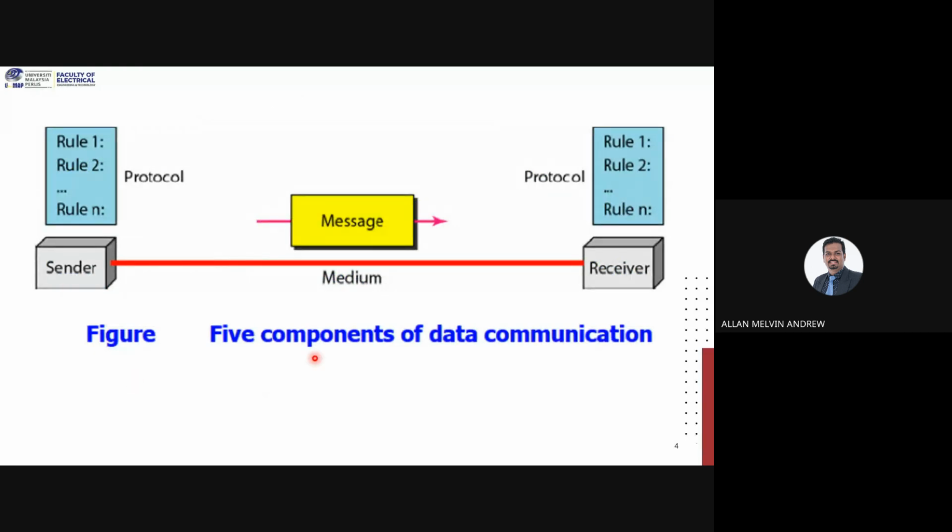Okay, so there are five components involved in data communication. The first thing, previously we have seen, it must have a sender, it must have a receiver, it must have a medium. Okay, so this is from the previous chapter. In this chapter, we have an additional two. Normally the sender will send a message to a receiver through a medium.